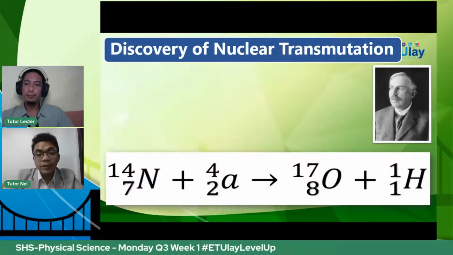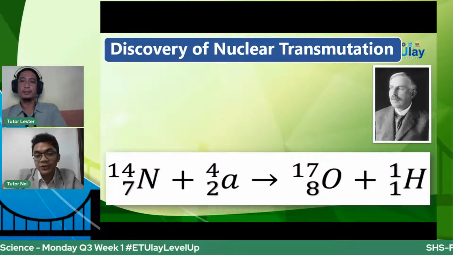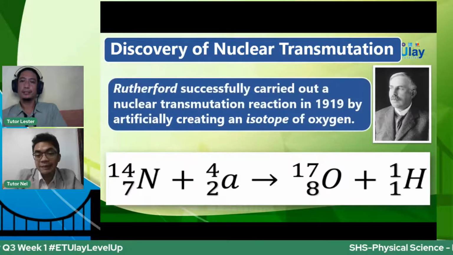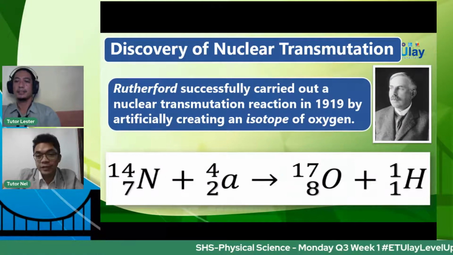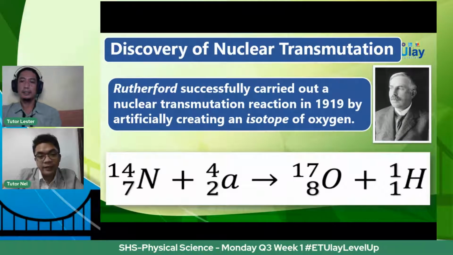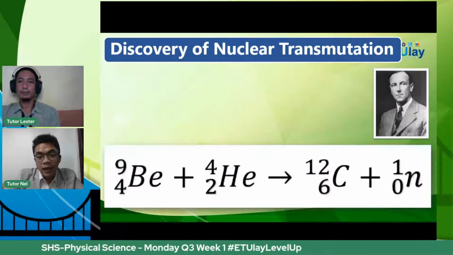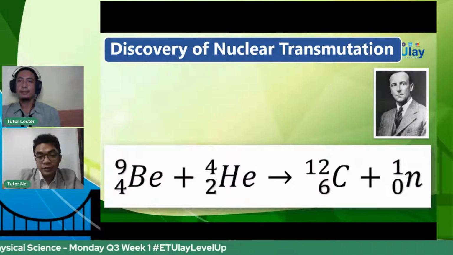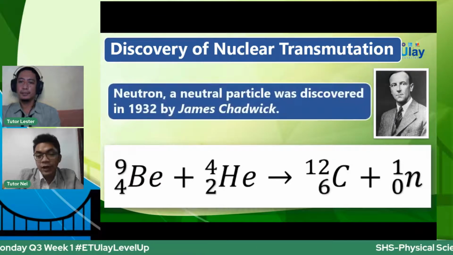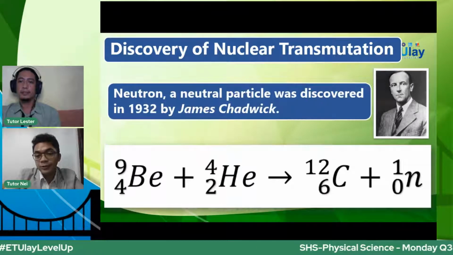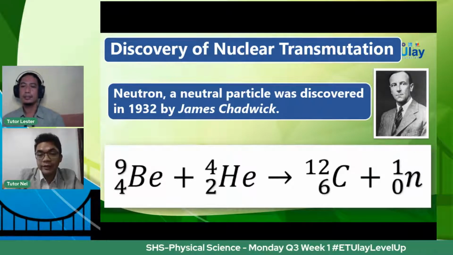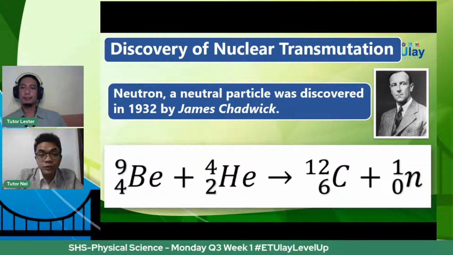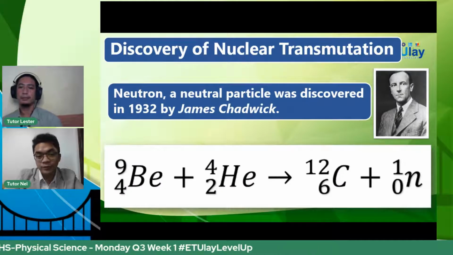Ayan. Nakagawa ng panibagong isotope ng oxygen si Rutherford kasama ang isang proton sa pamamagitan ng pag-smash ng nitrogen-14 sa isang alpha particle. Ang nuclear equation na nababasa ninyo ang pagsasalarawan ng pagkadiskubre ng neutron, where a beryllium nucleus is bombarded with alpha particles producing carbon-12 and a neutron.